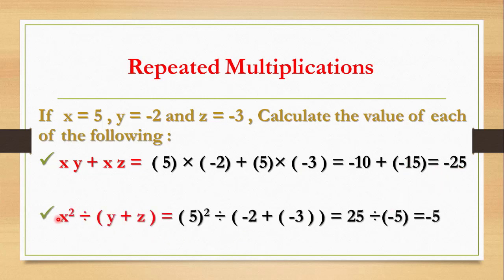The second one, x to the power 2 divided by y plus z. Look here, 5 to the power 2, divided by y, negative 2, plus z, negative 3. 5 to the power 2 is 25. Negative 2 plus negative 3 is negative 5. Now, 25 divided by negative 5 is negative 5. Different signs in division, so negative sign. 25 divided by 5 equals 5.